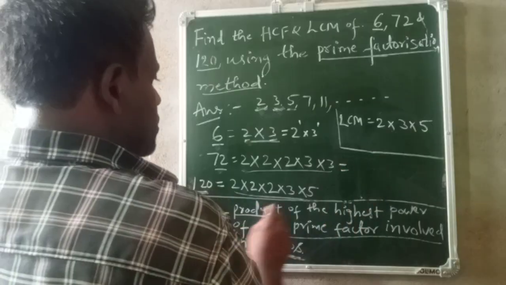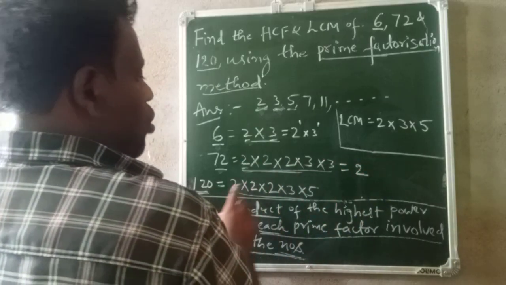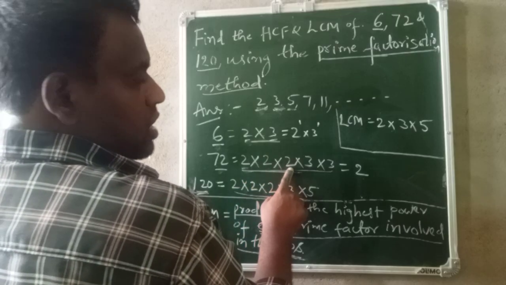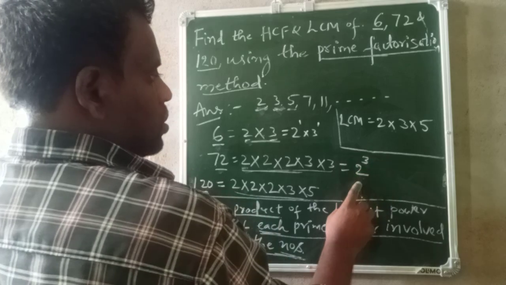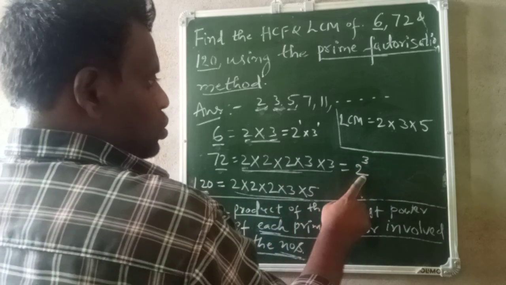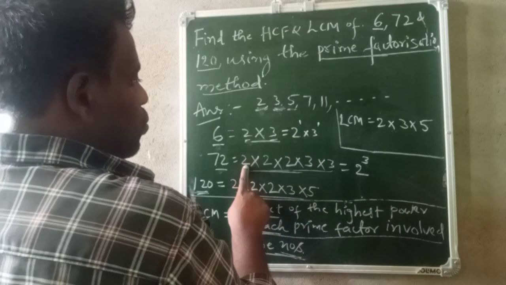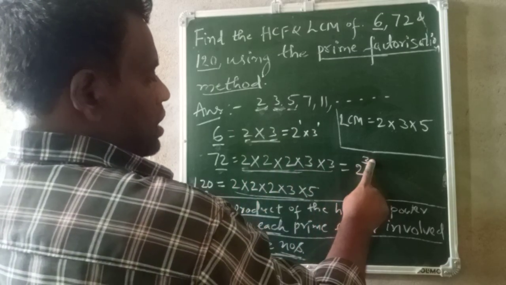Next here, write the first 2. How many 2s are there? 1, 2, 3. Because 3 twos are there, it is 2 to the power of 3. That 3 you write here. 2 is taken 3 times, right? There are 3 twos: 1, 2, 3. So that is why I will write 2 to the power of 3.